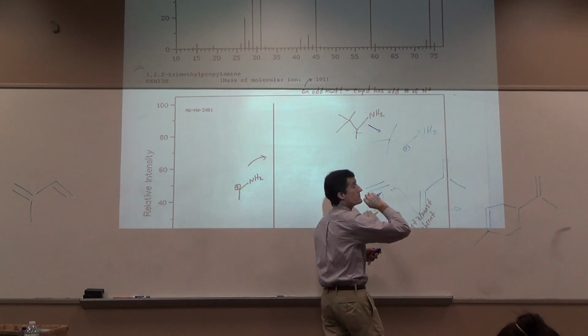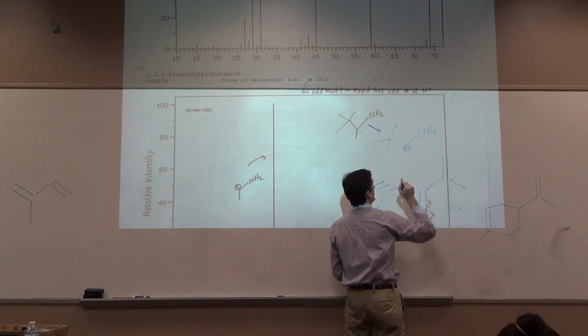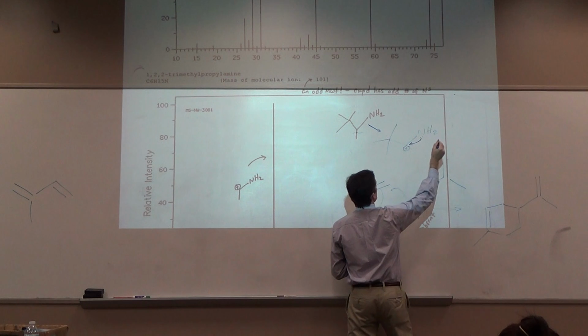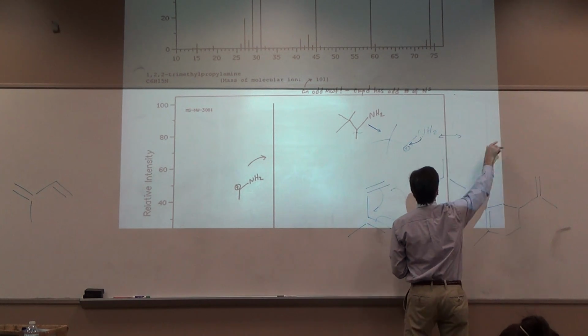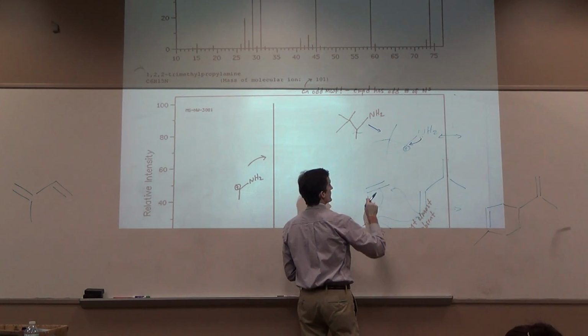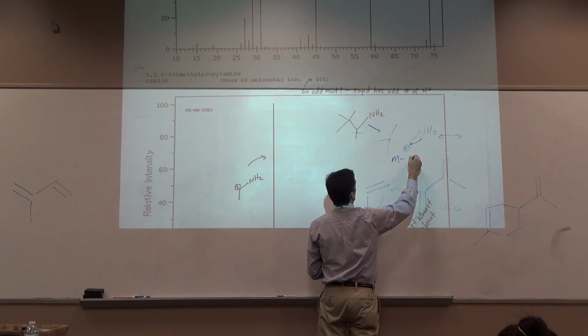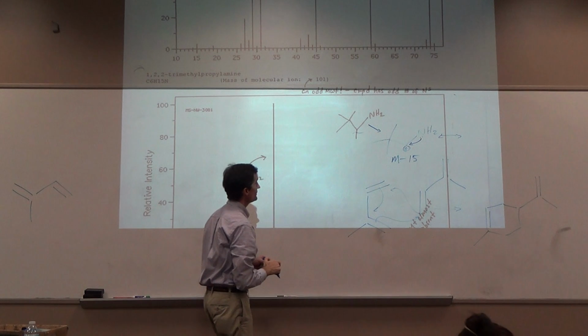Why would we do this? We want to cleave where? Next to a lone pair? Yep. Why do we want to cleave next to a lone pair? Resonance. So we can do resonance. Okay, I'm not going to draw the resonance structure. You should be able to draw a resonance structure. This is M minus what? M minus 15. We cleave the methyl.